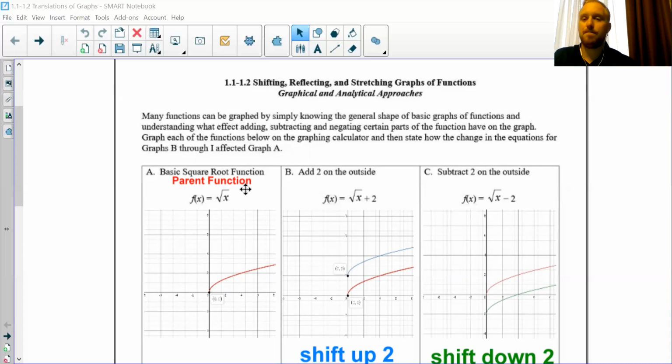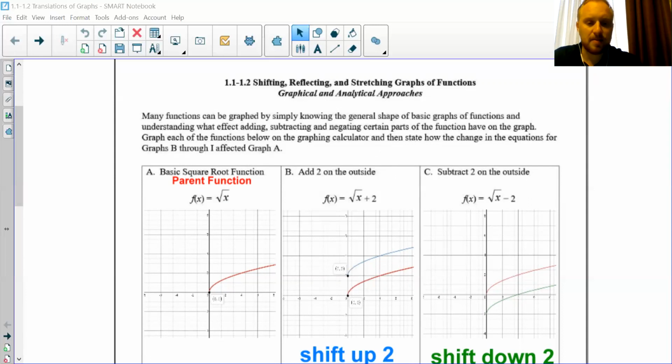So for instance, we have a basic square root function. The square root function, notated like this, will always start at the origin. So most of these parent functions will start at the origin, and you'll notice that there's nothing happening to it, okay? But when we add or omit things from the actual function, you'll notice that things will change. Okay, so you'll notice that this first one in part B, we have the square root of x, and then outside we have a +2. And we're saying, well, what will happen to the graph?